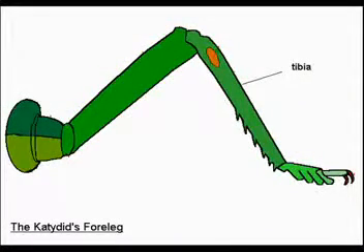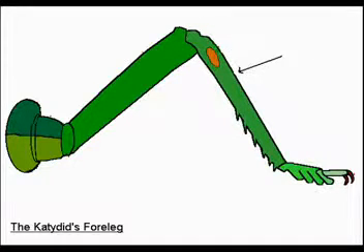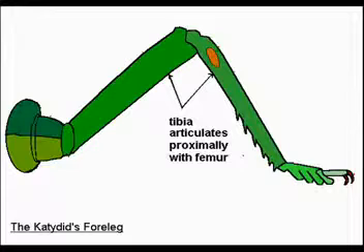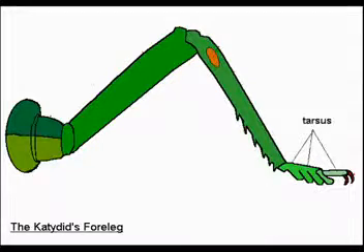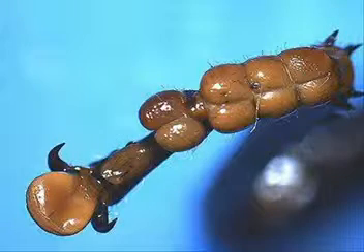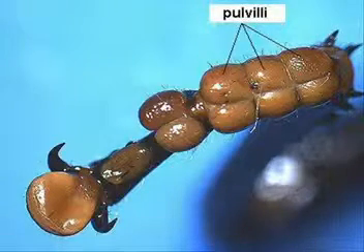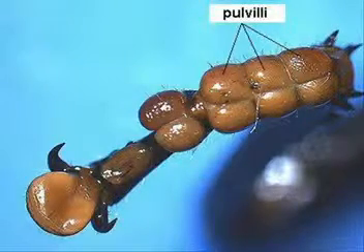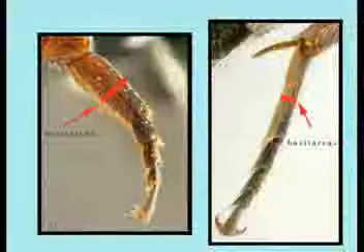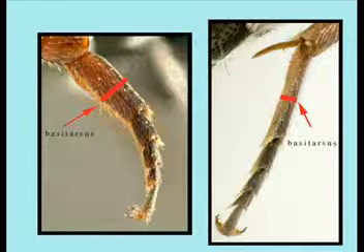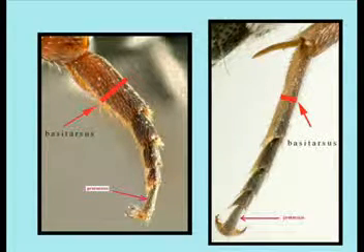Tibia is the fourth segment from the base. It is typically long and slender. It articulates proximally with the femur and distally with the basitarsus. Tarsus is the fifth segment from the base. It is the terminal part of the leg. Tarsus usually consists of 2 to 5 pseudo-segments, the tarsomeres. On the lower side of the tarsomeres are pairs of adhesive pads, the pulvilli or the plantulae. The basal segment of the tarsus is called basitarsus and the terminal segment is called pretarsus.